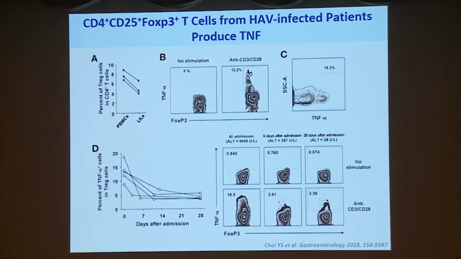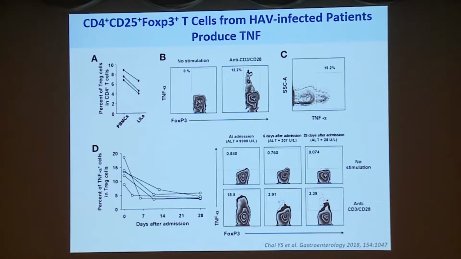But then, what is the kinetics of this kind of unique population? This one is showing the course of acute Hep A from 5 patients. If I show this one single case, in this patient, at admission due to the acute Hep A, the ALT value was 9,900, very severe liver damage. At that time, TNF-alpha production was observed in nearly 20% of Treg cells. But 6 days later, the ALT value was dramatically decreased to 300, and the TNF-alpha production was nearly normalized.